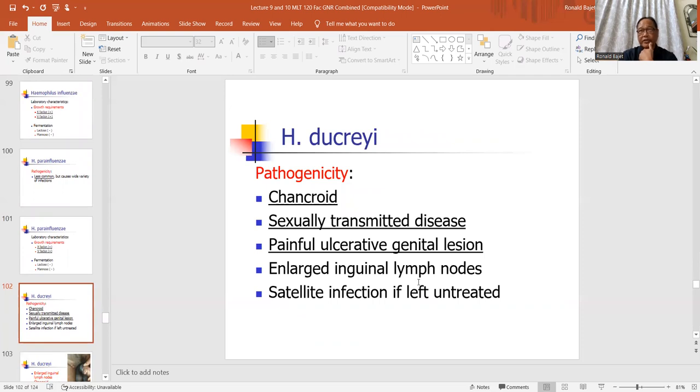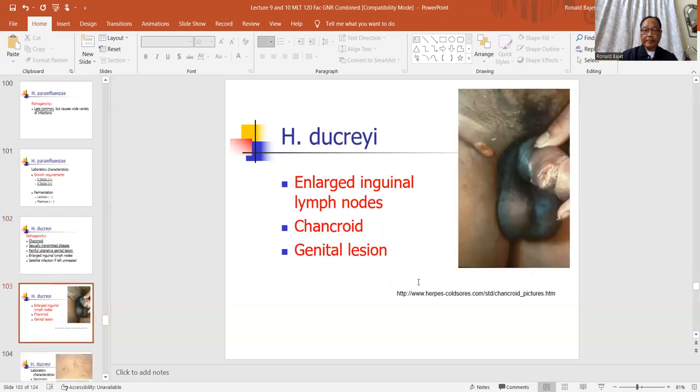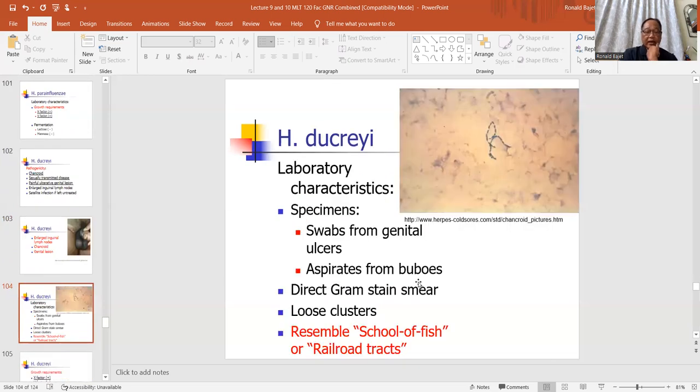Haemophilus ducreyi is another species of Haemophilus that causes chancroid. Chancroid is an infection on the genitals, a sexually transmitted disease, with painful ulcerative genital lesions and enlarged inguinal lymph nodes, and it can cause secondary infection if left untreated. But this one is a sexually transmitted Haemophilus, an STD, causing genital lesions, enlarged inguinal lymph nodes, chancroid.